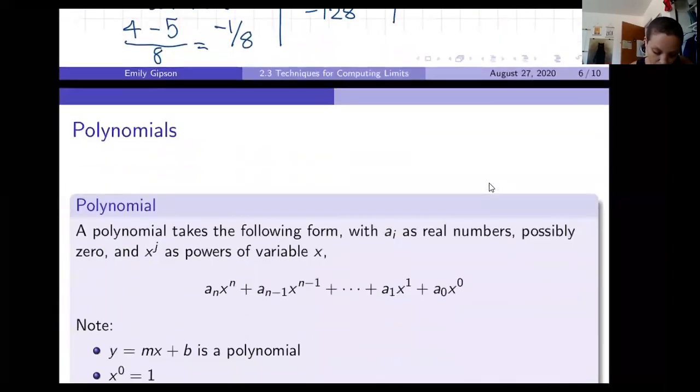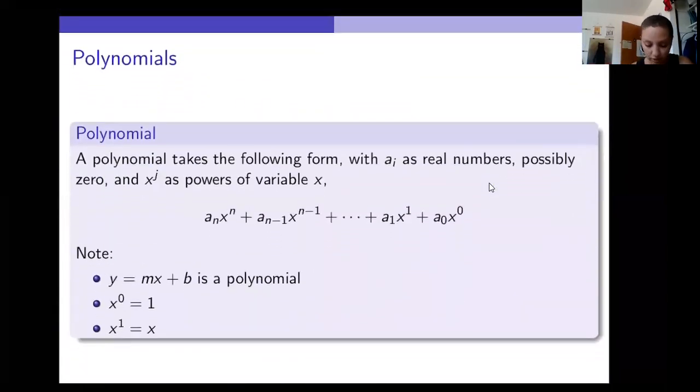So finally, let's talk about polynomials. Now, polynomials are probably the most frequent algebraic object that we come in contact with. And a polynomial is going to take the following form, with a sub i real numbers, possibly 0, and x to the power j powers of our variable x. So we've got a sub n times x to the power of n, plus a sub n minus 1 times x to the power n minus 1, plus all the stuff in the middle, plus a1 times x to the power 1, which is just x, plus a0 times x to the 0.